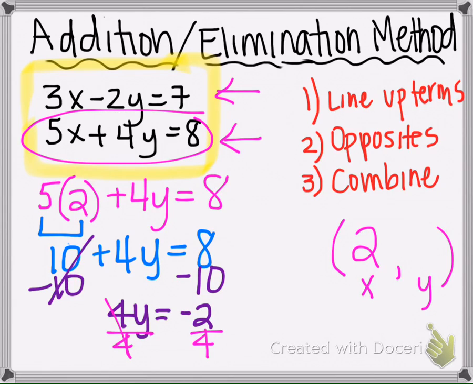So 4 can't divide evenly into -2, so we would simplify it. A negative divided by a positive is a negative, and 2/4 simplifies to 1/2. So we would get our y is -1/2.